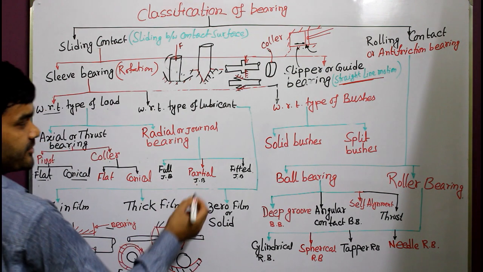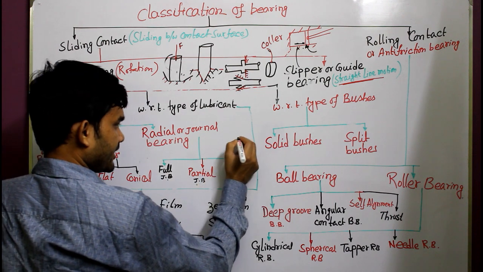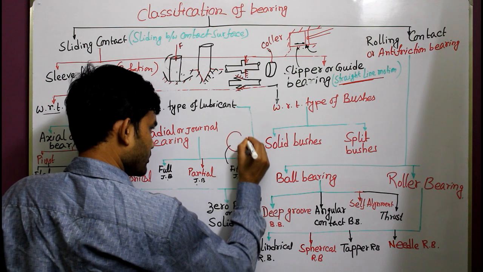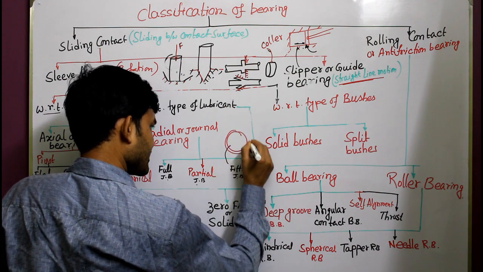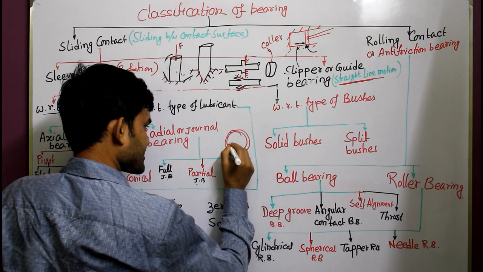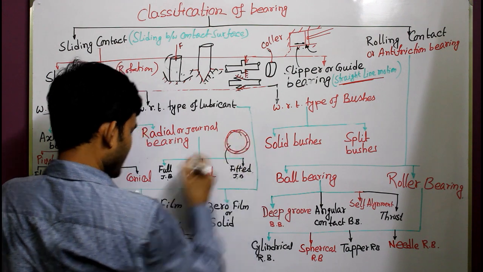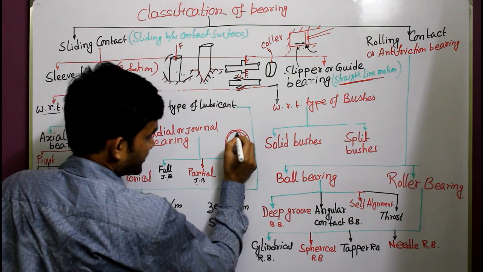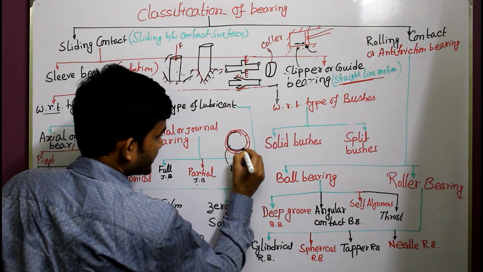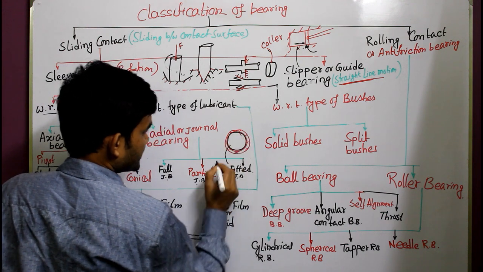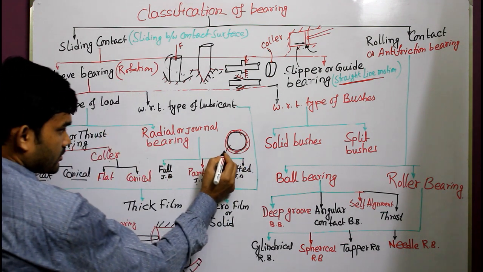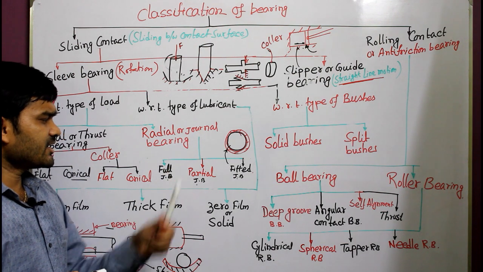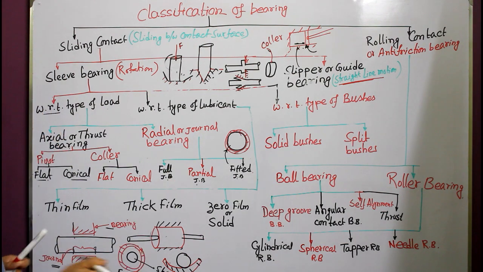Okay, now we have the fitted bearing. A fitted bearing means that it covers 360 degrees and the shaft is tightly fitted with the bearing. Then we will call this a fitted journal bearing. Okay, so these are the three types of bearing in radial or journal bearing.